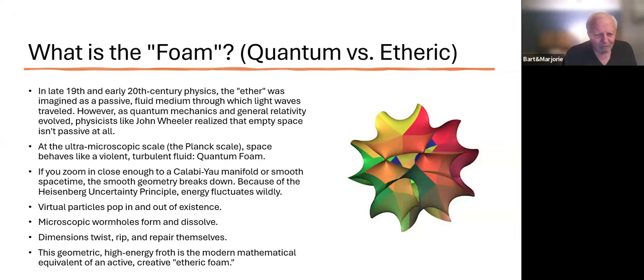The energy is going to fluctuate wildly. You can fix the energy, the momentum, but then the position becomes fluctuating. You can fix the position, but then the momentum or energy fluctuates wildly. You can't get both. So the virtual particles that are there pop in and out of existence. There are microscopic wormholes that form and dissolve. There are dimensions that twist, rip, and repair themselves. And this geometric high energy froth is a mathematical equivalent of an active, creative, etheric foam. So the foam really is there in the Calabi-Yau manifold.